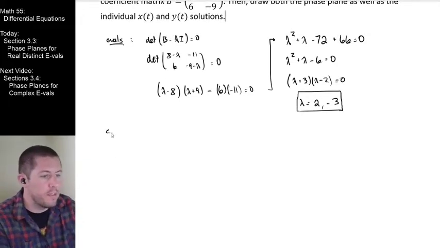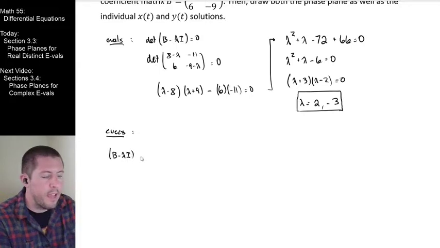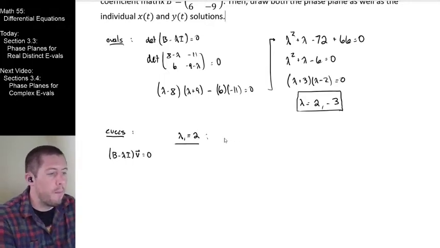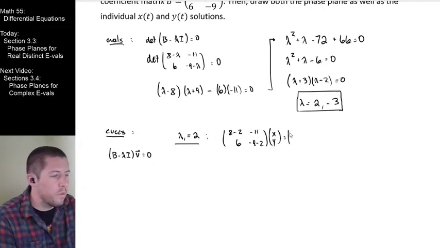So let's go ahead and find the associated eigenvectors right here. We want to remember that our goal here is to set up our B minus lambda I times the eigenvector equal to 0. We're going to do that for both of our eigenvalues. So eigenvalue 1 is 2. So B minus lambda I, and again, I'm stealing my work from before, using this as my visual reference. It looks like I'm going to get 8 minus 2, negative 11, 6, negative 9 minus 2 times x, y equals 0, 0. I'm going to simplify, and I'm going to get 6, negative 11, 6, negative 11.